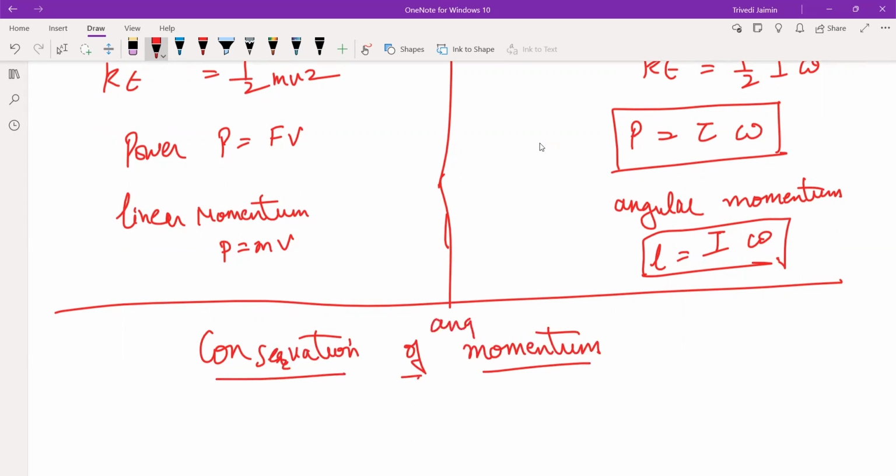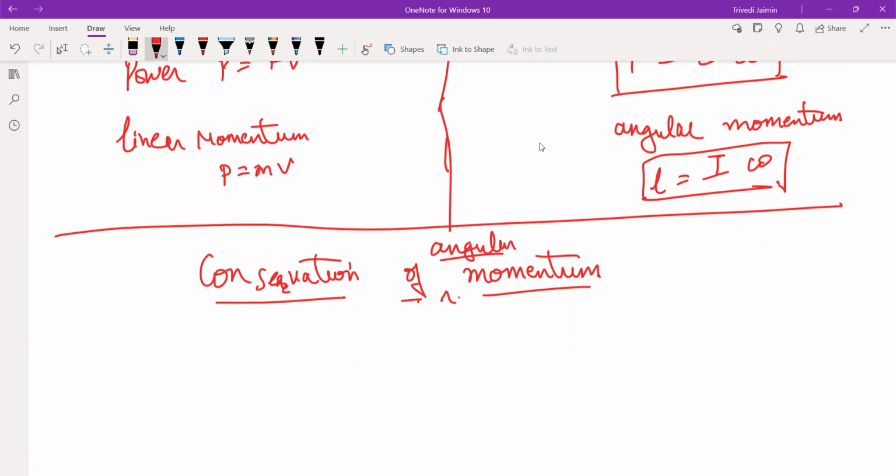Yeah, angular momentum. Conservation: total momentum remains the same. Exactly. That's what. So L equals I omega. Here, I omega will be constant because of conservation. It will be constant.